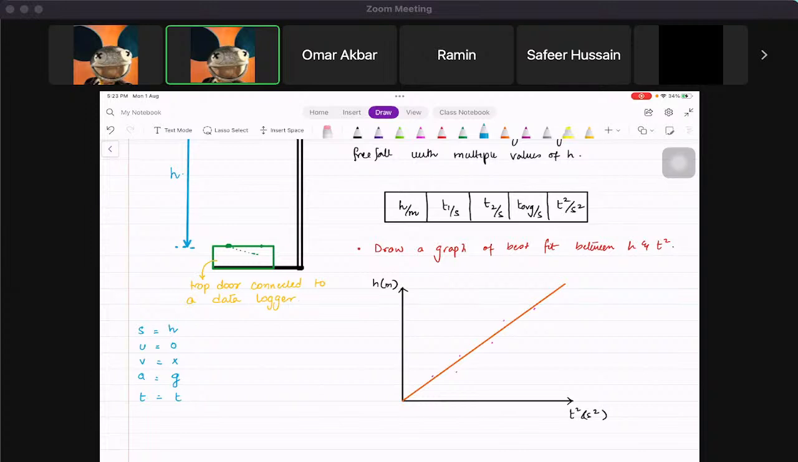So the best equation to use would be s equals ut plus half at square, and if I put in the values, it will be h equals 0 because u was 0, plus half g t square. So ultimately we are going to get half g t square. Is it clear?